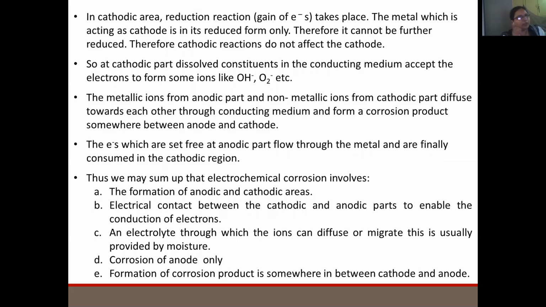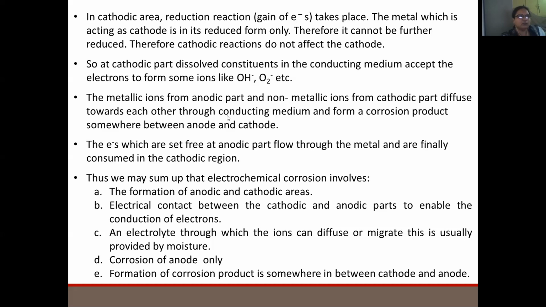See, in chemical or dry corrosion, the metal oxide layer is formed on the surface of the metal. Whereas in wet or electrochemical corrosion, the corrosion product is formed in between the anode and the cathode. So this you have to remember.